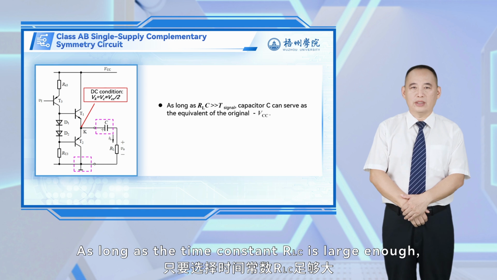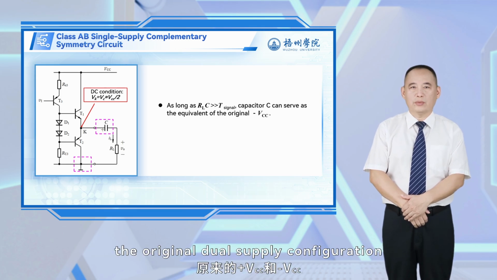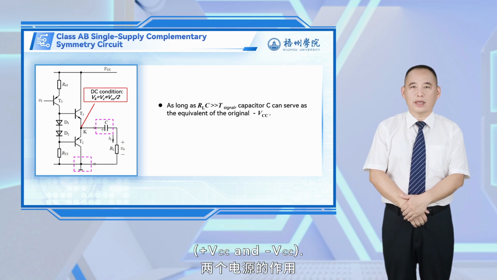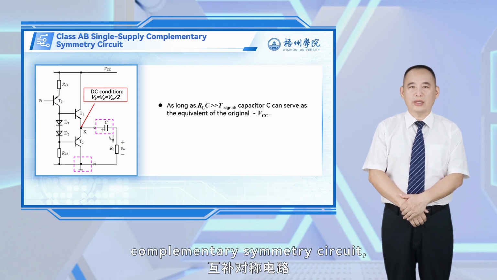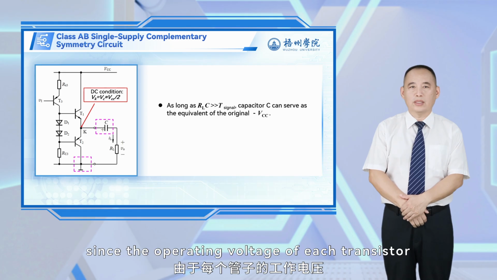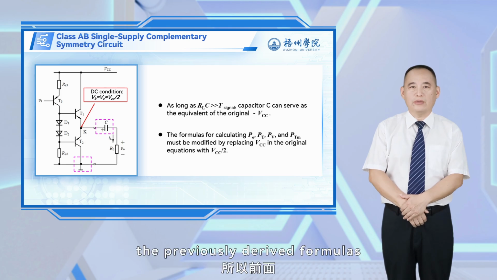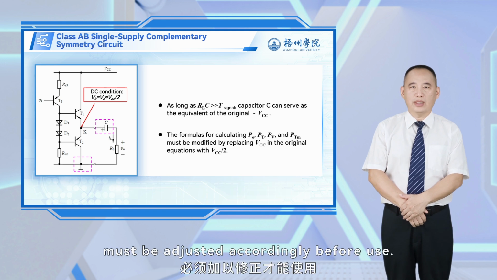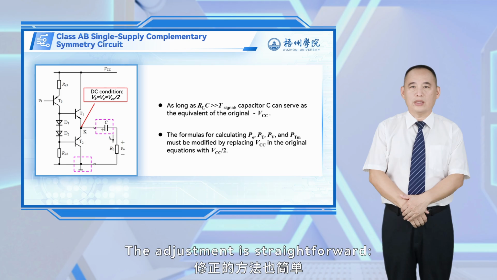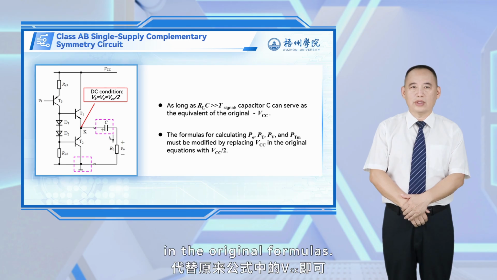As long as the time constant RLC is large enough, the capacitor C and a single power supply VCC can effectively replace the original dual supply configuration, plus VCC and minus VCC. It is worth noting that in the single supply complementary symmetry circuit, since the operating voltage of each transistor is no longer the full VCC but only half of VCC, the previously derived formulas for calculating PO, PT, PV, and PTM must be adjusted accordingly before use. The adjustment is straightforward. Simply replace VCC with half of VCC in the original formulas.